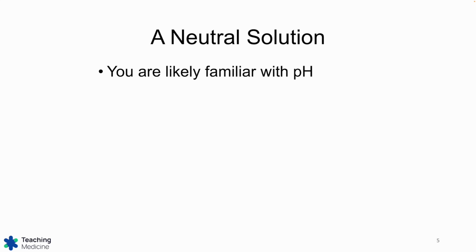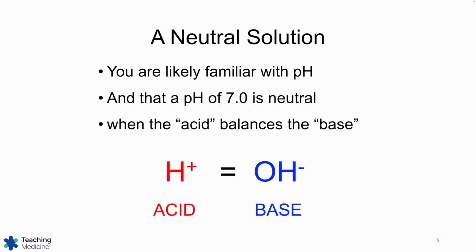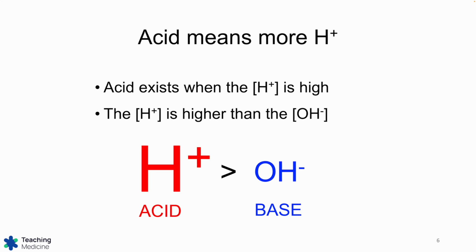You're likely familiar with the concept of pH, and probably already know that a pH of 7 is a neutral pH, which is when the acid balances off the base. So the concentration of hydrogen ions is equal to the concentration of hydroxyl ions.